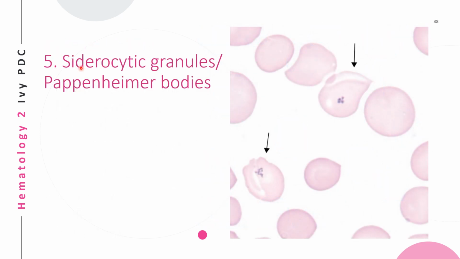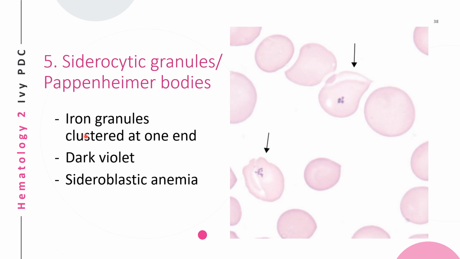The next cell is the siderocytic granules or the Pappenheimer bodies. These are actually iron granules that have clustered into one end, as this picture shows. They stain dark violet. Siderocytic granules and Pappenheimer bodies are actually the same. It only depends on what stain is used. Siderocytic granules are seen when using Prussian blue stain, while Pappenheimer bodies are seen when using Wright stain. These inclusion bodies are usually seen in sideroblastic anemia or other hemoglobinopathies.